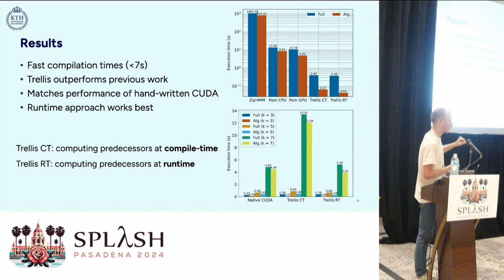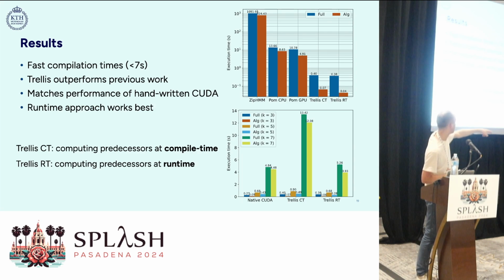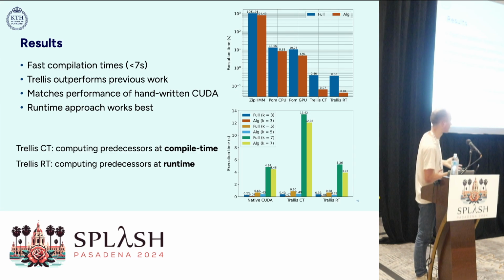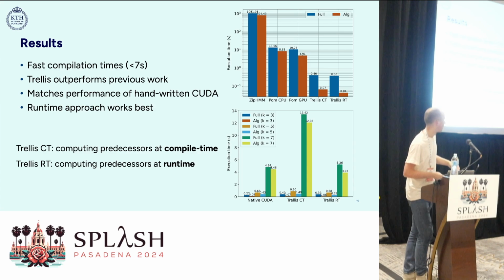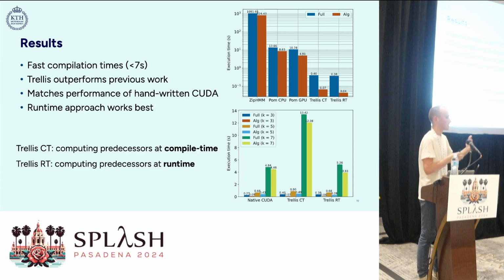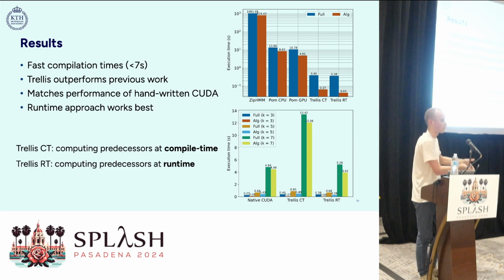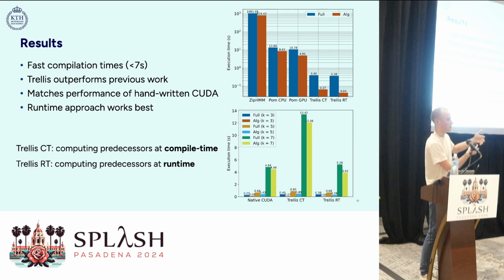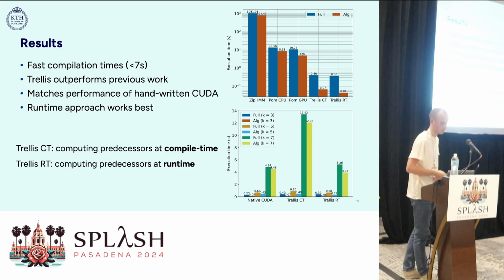In this case, the first thing we see is that the runtime approach of Trellis, so Trellis RT, is able to match the performance of this native CUDA code. And this means that we can write our models in this high-level language and still get code in the end that is as efficient as if we had written hand-optimized CUDA code for this particular model. But of course, the benefit is that we can change the model much more easily in Trellis than in the CUDA implementation.